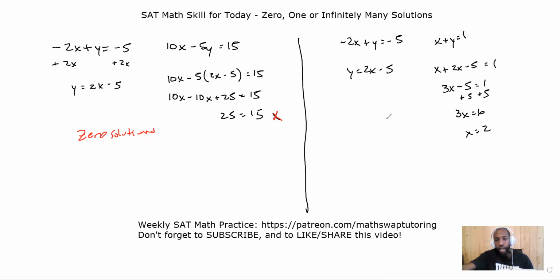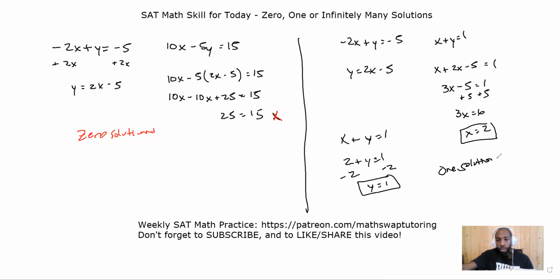Okay, so then you can plug that into here, either one of these really. So I'll just plug it back into here. X plus y equals 1. We know that x is equal to 2, so 2 plus y equals 1, minus 2. So y is equal to negative 1. So you have exactly one x and y. So this has one solution. Okay, so you see the difference? So literally what you see is that you can solve the system of equations and you'll get exactly one x and y. In the zero solutions situation, you go to solving it and then you get an impossible result. Okay.